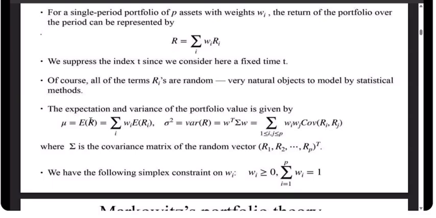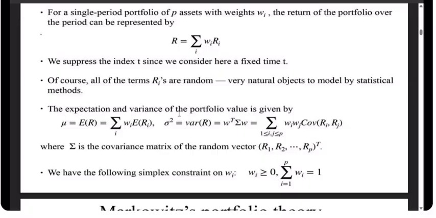That's the expected return, and that is actually going to be a weighted average of individual returns from individual assets. You can see here the expected value of R equals a linear combination of the expected value of return from each investment.